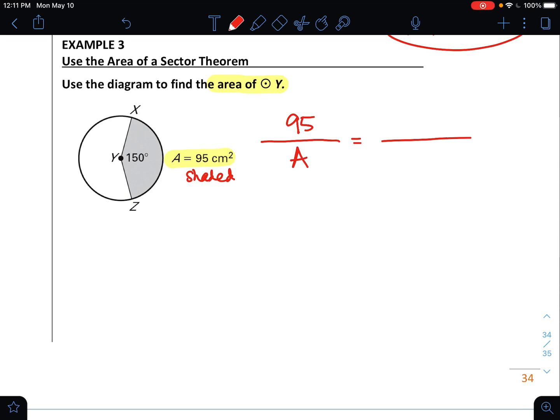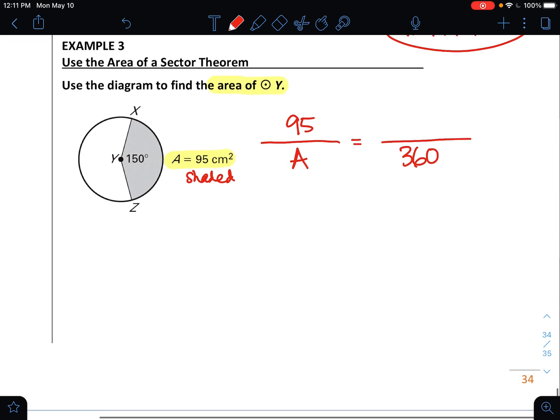Now, I'm going to leave it as A. I don't really care what the radius is. It doesn't ask me to find radius. So let's leave it as A. So the degrees, I know it's out of 360. Now, make sure my 150 does correspond to the shaded arc. So that is what I can stick in the formula.